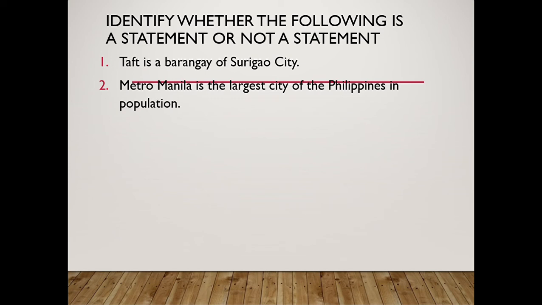Davao City. 2 plus 3 equals 5. This is a statement. It is a declarative sentence, and the answer is true. Number 4: 3 is less than 0. This is a statement because it is a declarative sentence and a complete thought.